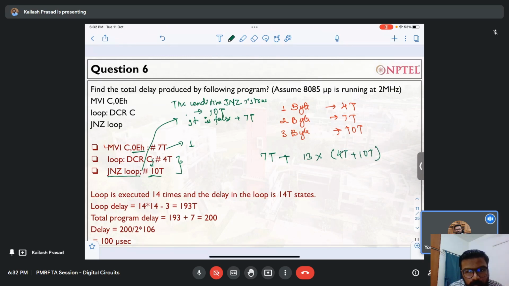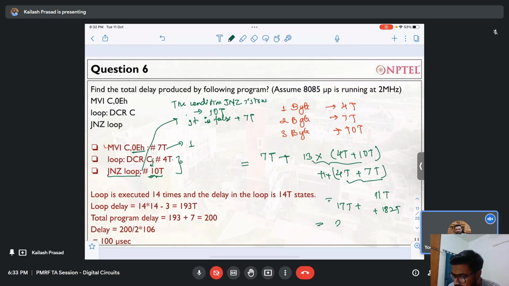And one time only 7t, so one time 4t plus 7t will be taken. If you add up all of this, this will be 11t, this will be 17t, and then the other will be 182t. So the total answer will be actually 200t.